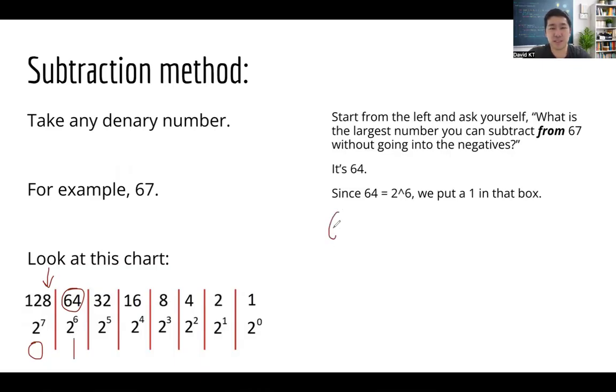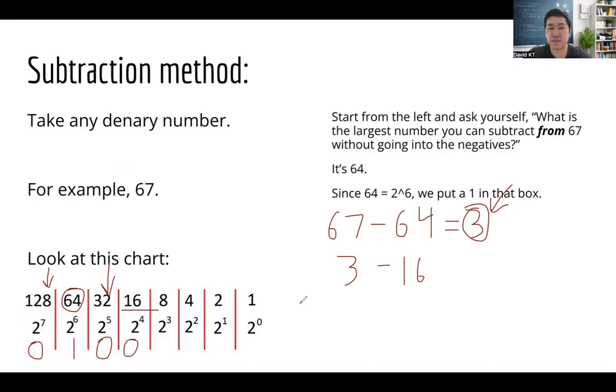Then we do 67 minus 64, which gives us 3. What's our new number to work with? It's 3. So 3, what's the next number here? 32. 3 minus 32. Does that go into the negatives? Yes, it does. So we put a 0 here. 16. So 3 minus 16. Does that go into the negatives? Yes, it does. Put a 0 here.